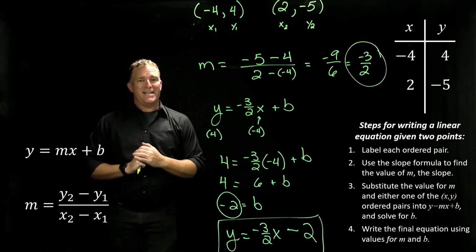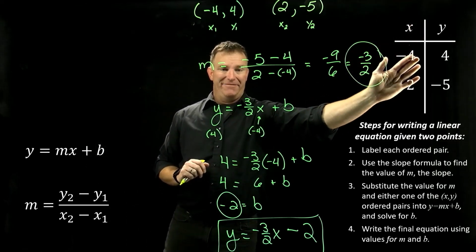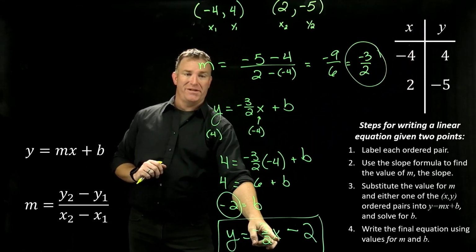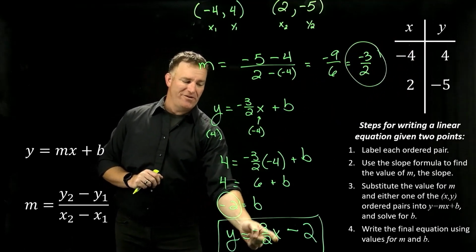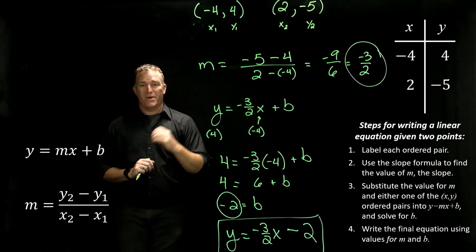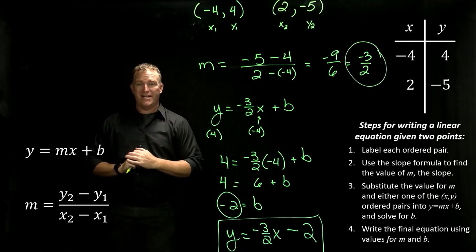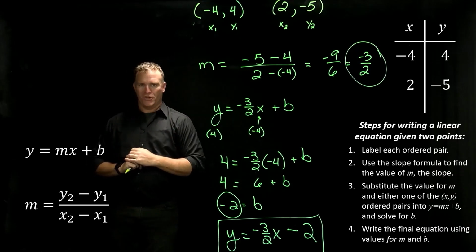What you'll find if you want to check your answer is that you could plug in -4 for x, and you will get +4 out as a result. If you plug in 2 for x, you'll get -5 out as a result. That's a way of double checking your answer to make sure it's right. I think we're good to go in this case. So the next example is for you to work through.